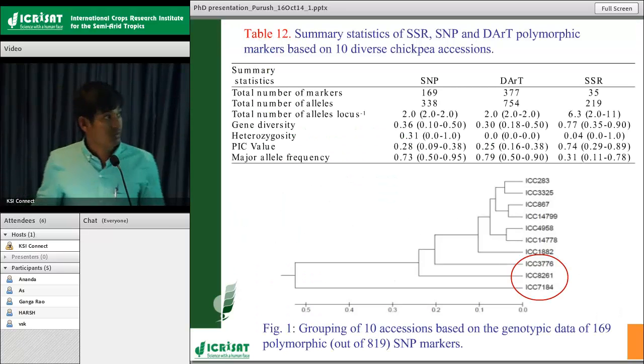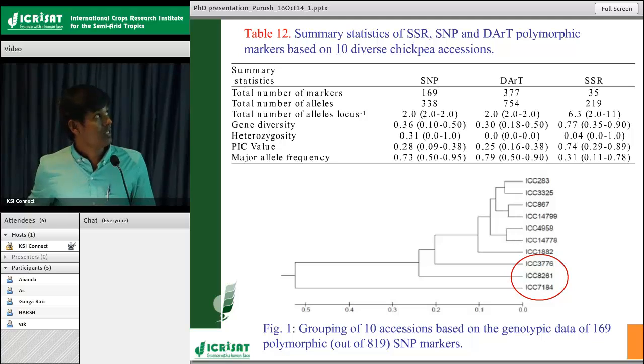The markers used in this study contained 169 polymorphic markers out of 338 SNPs, and 377 polymorphic markers out of 754 were used to analyze the genetic diversity of these 10 chickpea genotypes. Genetic diversity was high in SSR markers, and the polymorphic information content was also high in SSR markers, but the heterozygosity and major allele frequency were comparatively high in SNP and DOT.